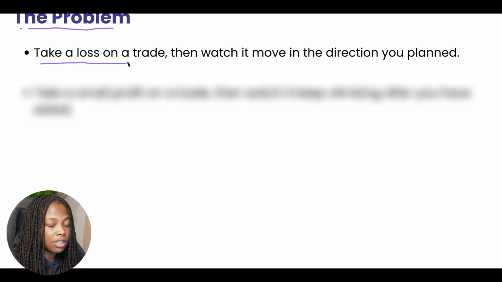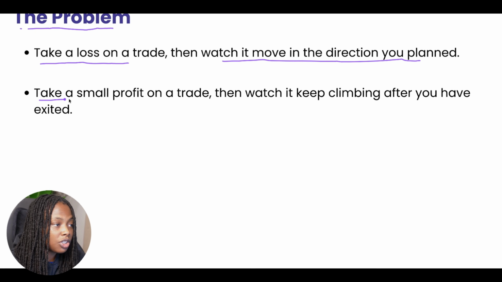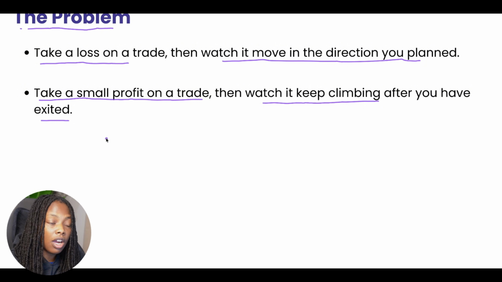So what is the main problem? Number one, you take a loss on a trade and then you sit down and you watch it move in the direction you planned. That can be very frustrating, which then leads you to number two, you take small profit on the trades and then you watch it keep climbing after you've exited. The problem is not that you lack knowledge, it's just that your entries are hurting you.